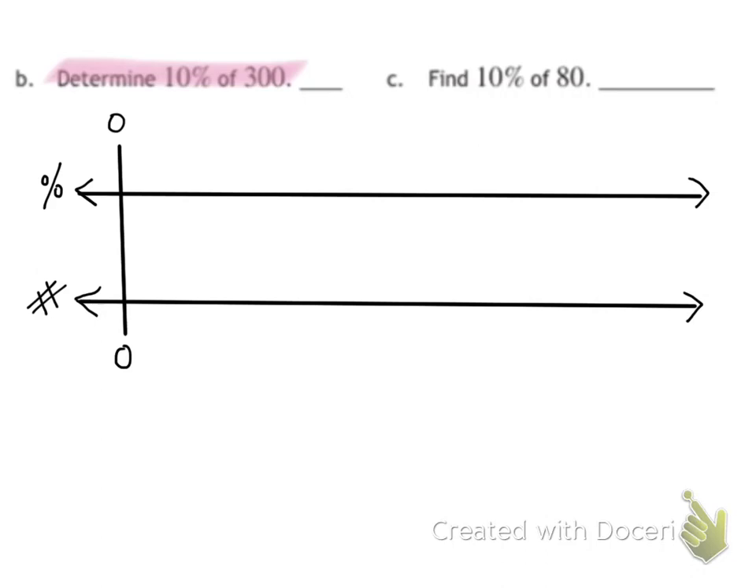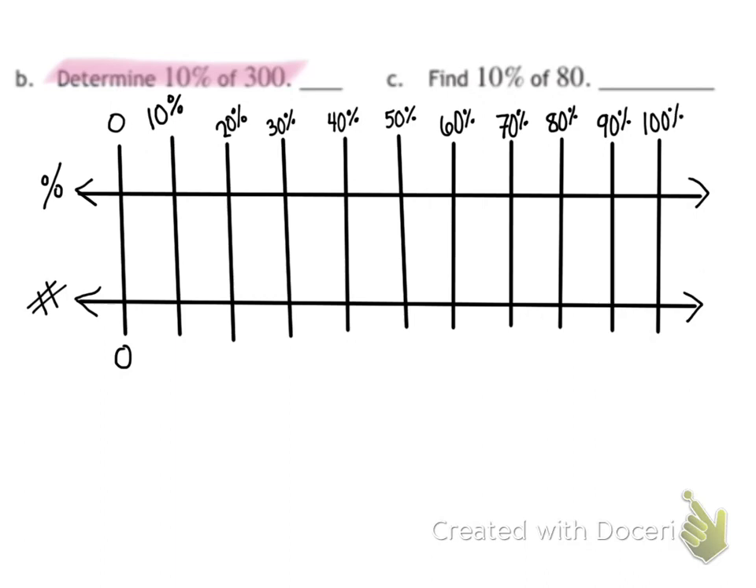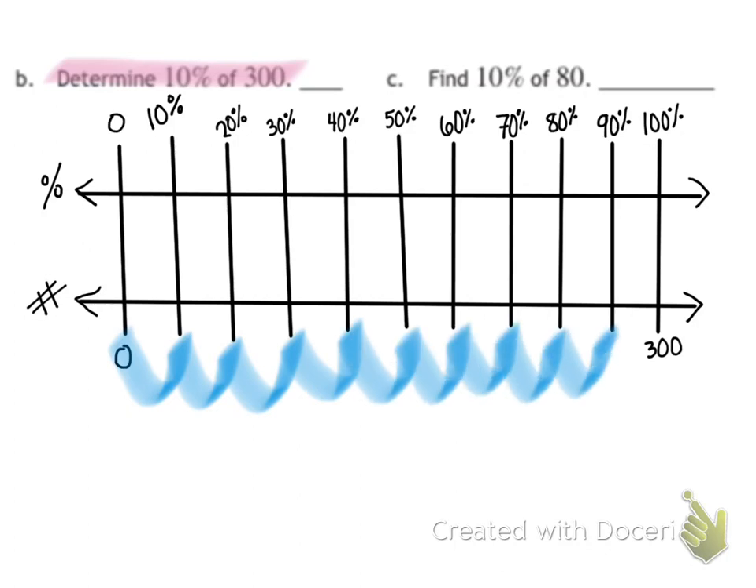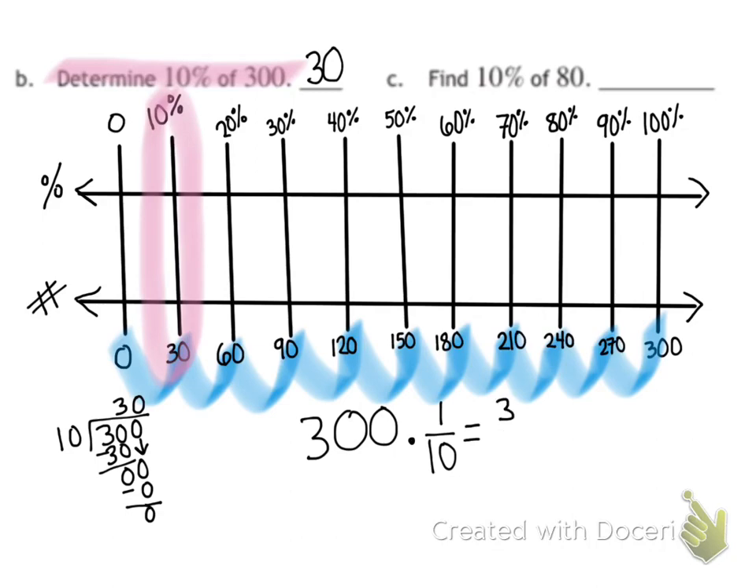Remember, we always start at 0. And I am going to increase by 10%, right? Because we're figuring out 10% all the way to 100%. So I will partition in 10 equal parts all the way till we get to 100%. Now I know that 100% equals 300. And I have 1, 2, 3, 4, 5, 6, 7, 8, 9, 10 equal parts. So 300 divided by 10 is 30. That means my number line on the bottom will increase by 30. And here I can clearly see that 10% does equal 30.